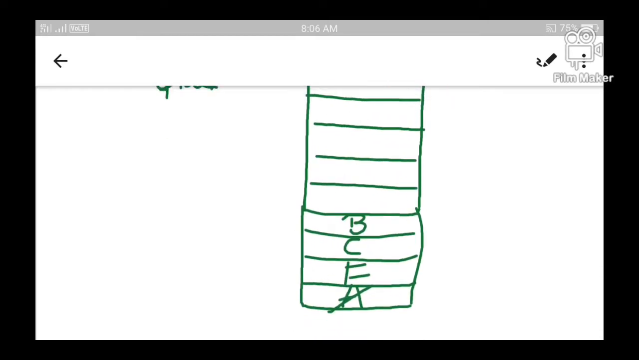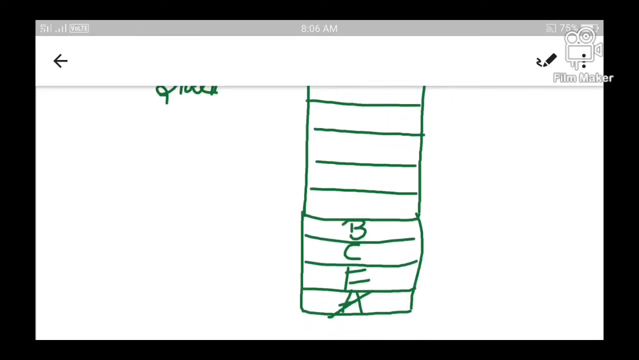Clear? So see, I have pushed 3 adjacent nodes onto the stack. Which was pushed first? F was pushed first. Later C was pushed, and at the last B was pushed. So as for now, B is on the top position.